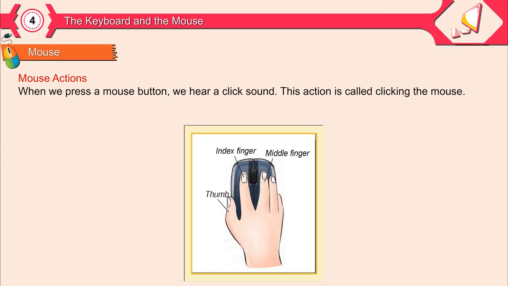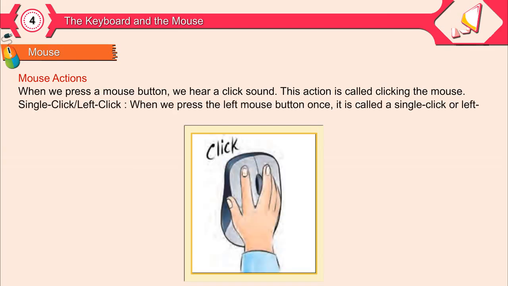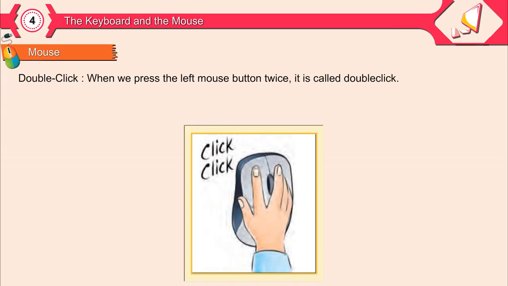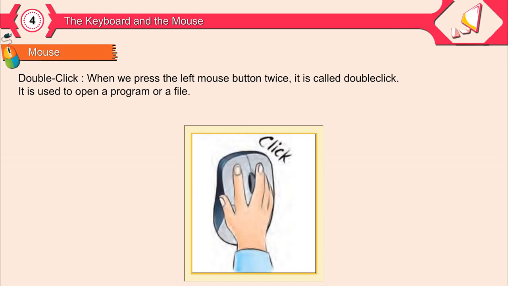Mouse actions. When we press a mouse button, we hear a click sound. This action is called clicking the mouse. Single click, left click. When we press the left mouse button once, it is called a single click or left click. It is used to select an item on the screen. Double click. When we press the left mouse button twice, it is called double click. It is used to open a program or a file.